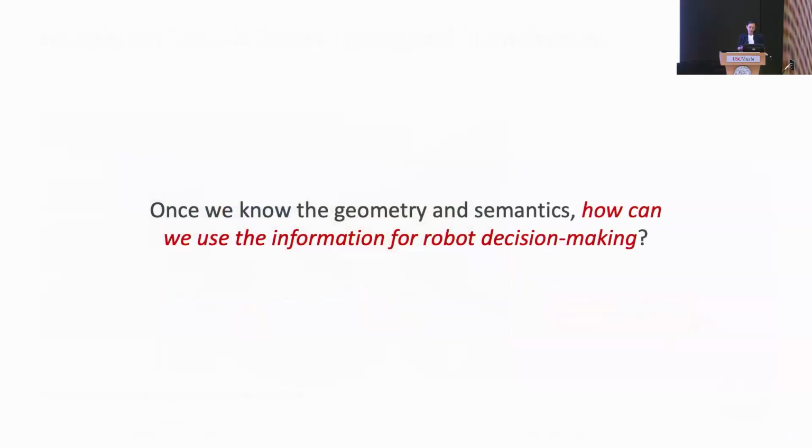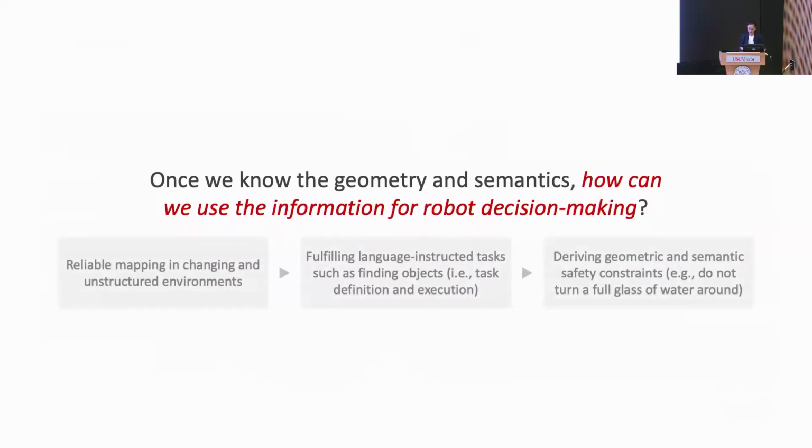So given this geometry and semantics, the question is how we can best leverage such information for robot decision making. And for the rest of the talk, I'll try to show how we can use semantic information and also geometric information in typical robotics pipelines, going from reliable mapping in changing environments to fulfilling language-instructed tasks, and then to deriving geometric and semantic safety constraints.